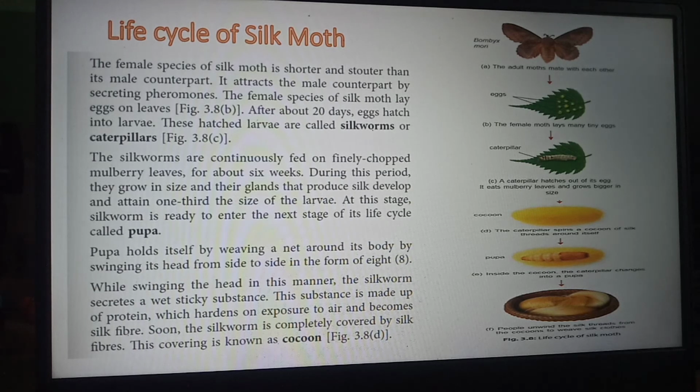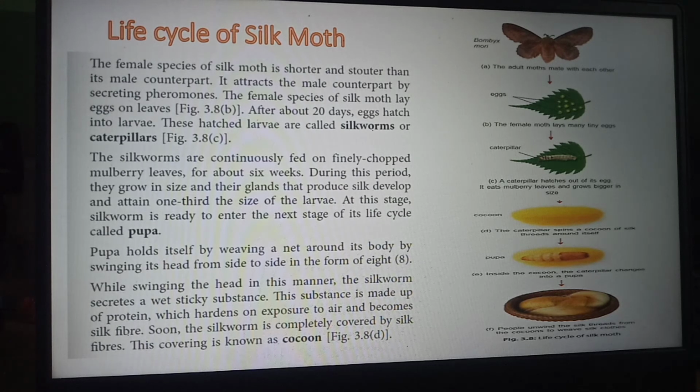How is it weaving its net? By swinging its head. The pupa swings its head side to side in the form of 8. In the form of 8, it swings its head, and as a result the net is woven around its body. I hope I am clear.